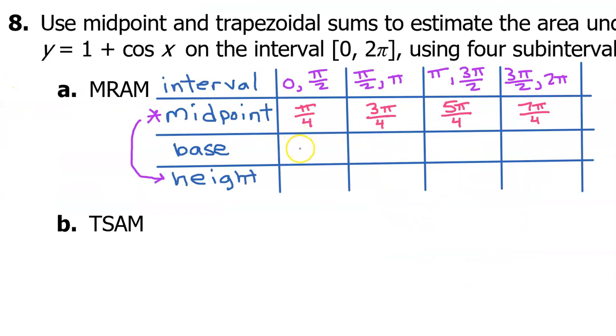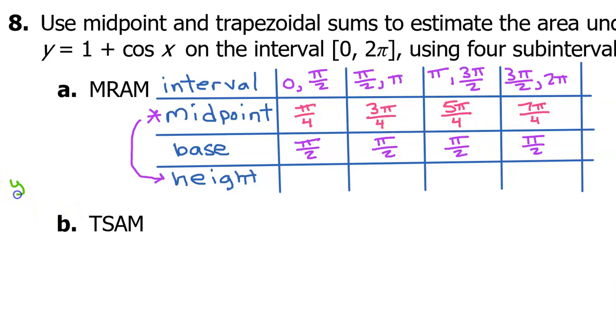As in the previous problems, the base of each rectangle will be the width of the interval. Each of these intervals has the same width from 0 to pi over 2. That's a width of pi over 2. And that will be the same for all of these intervals. So these are all the bases. Now for the height. The height is going to be calculated using the value of the function at each midpoint.